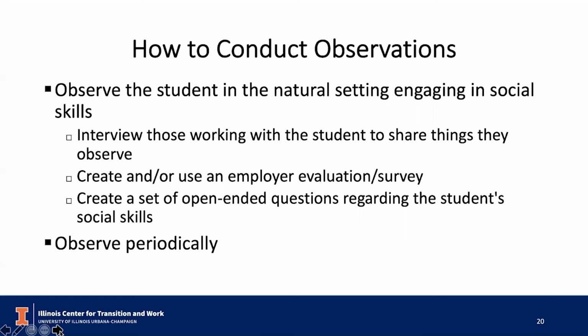How do you conduct an observation? Well, the first thing is to observe the student in the natural setting, engaging in the social skills that are needed. You can also do things like interviewing those that work with the student so they can share things they've observed. You can create or use an employer evaluation or survey, or you can create a set of open-ended questions regarding the student's social skills in the setting. And remember, you want to observe the student periodically because you want to see if the student is making progress.